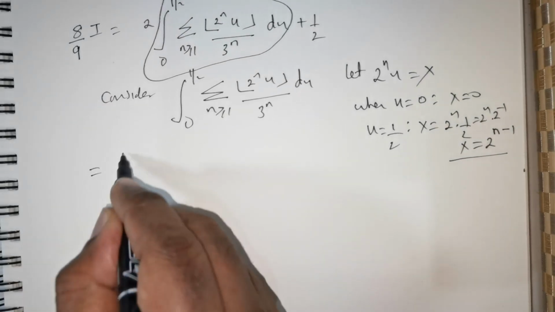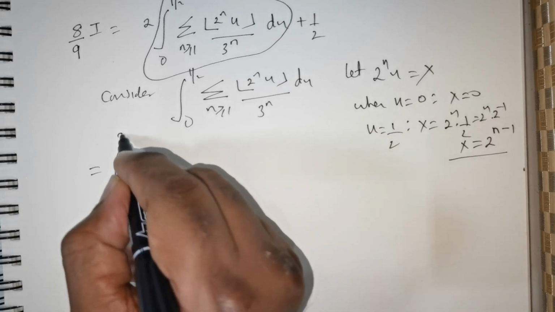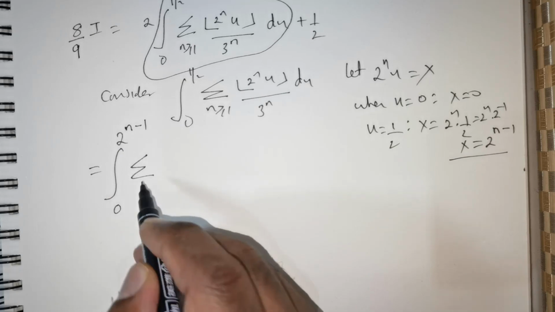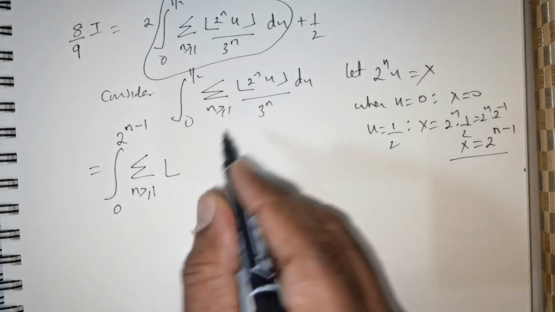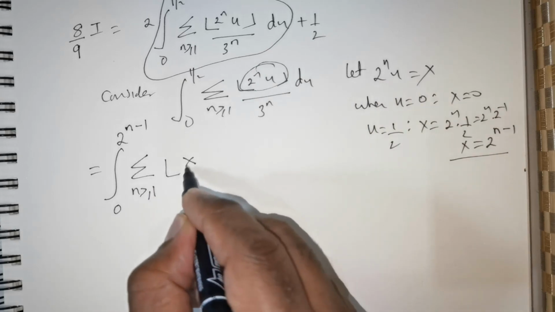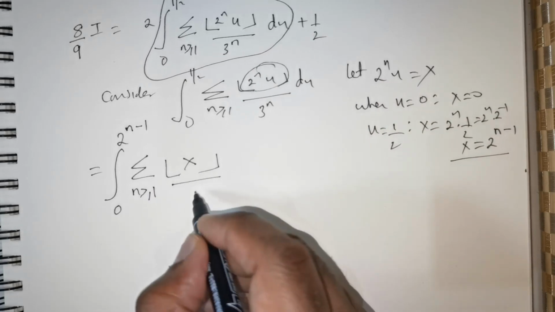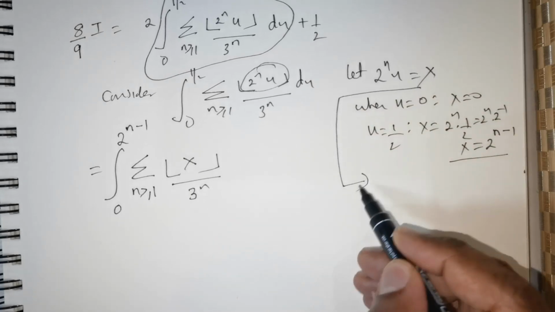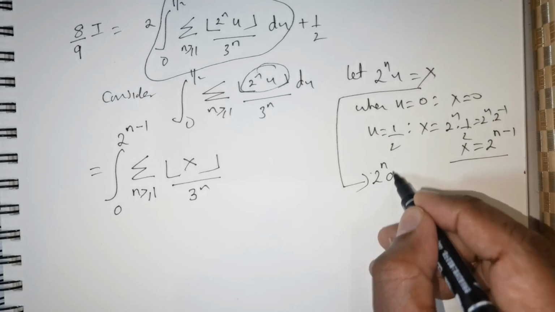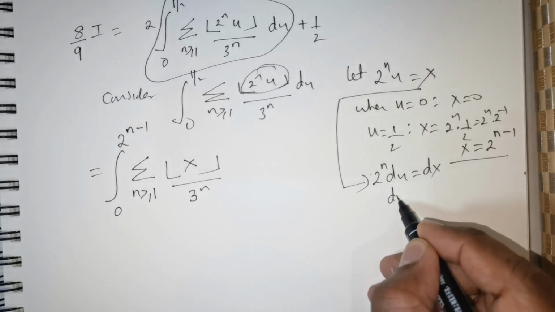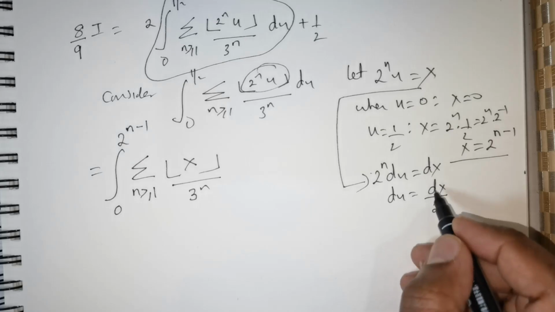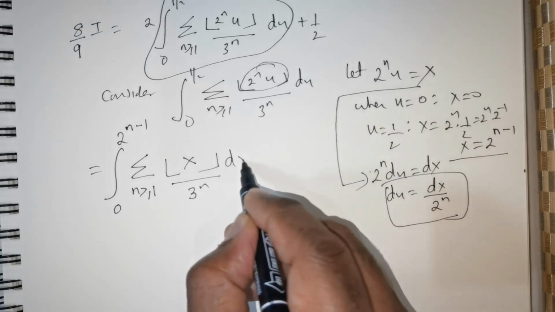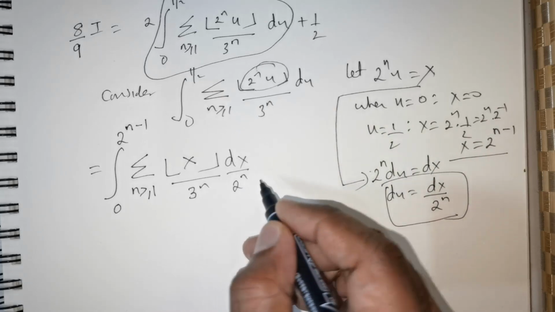So the limit in this case is going to be 0 to 2 raised to the power of n minus 1, sigma n greater than or equal to 1. This is going to be equal to x, divided by 3 raised to the power of n, in place of du. Okay, let me get du. If I differentiate, I get 2 raised to the power of n times du is equal to dx. So du is equal to dx divided by 2 raised to the power of n. So this is my du. In place of du, you substitute dx over 2 raised to the power of n.